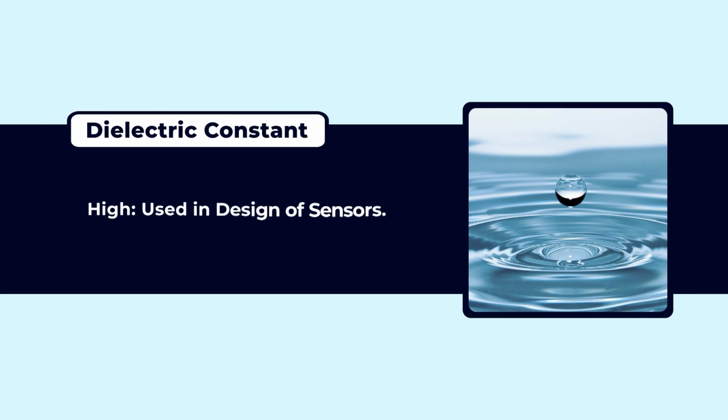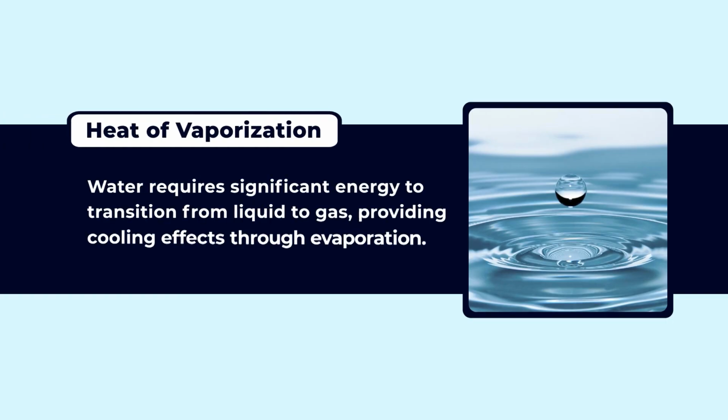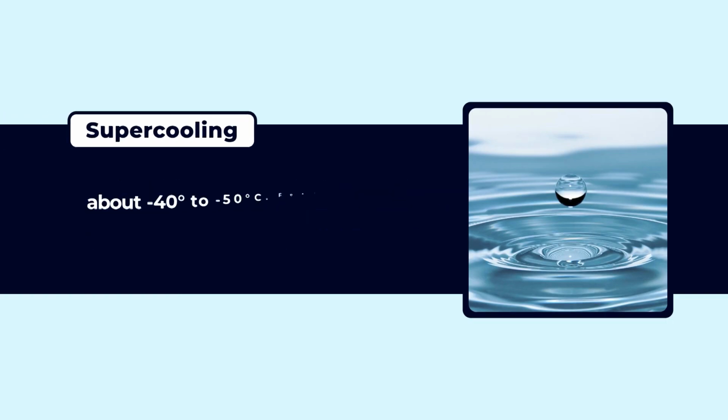The dielectric constant is also very high, and this property is used in the design and development of sensors. Similarly, water has a high heat of vaporization, and it also has a supercooling effect, so we can cool the water up to -40 to -50 degrees centigrade, and this ability is used in food preservation.